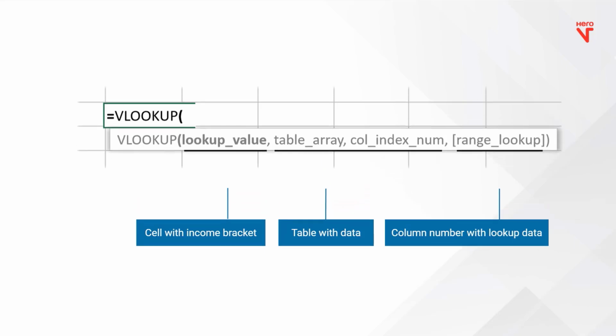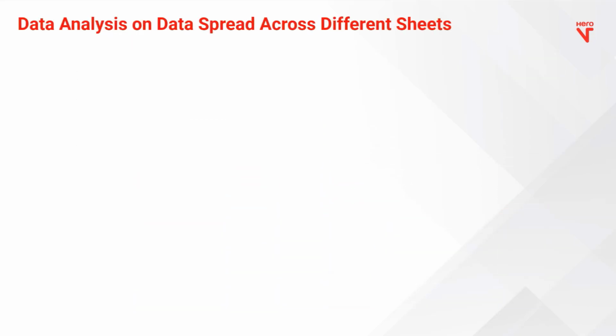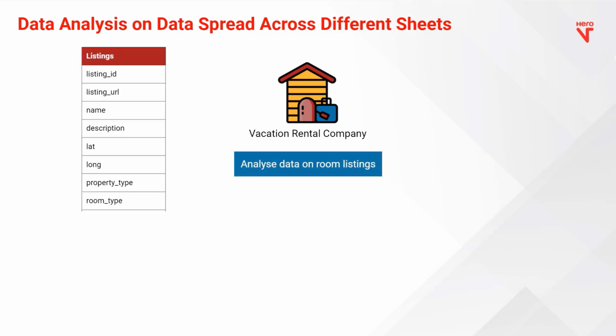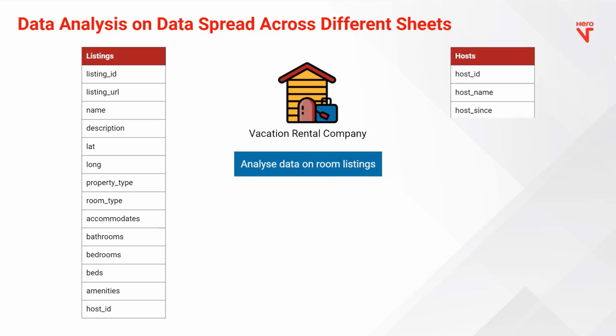Many times while doing data analysis, you will find yourself working on data which is spread across different sheets. Imagine you're working for a company such as Airbnb and you're tasked to analyze data on room listings. The data on listings is in one sheet and the data on owners of the listings is in another sheet called hosts. In order to analyze this data, we will need to join both of these tables. But how will we join them?